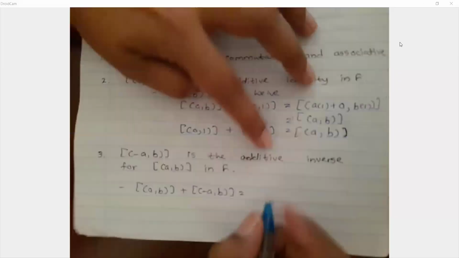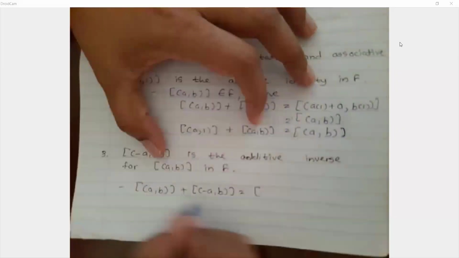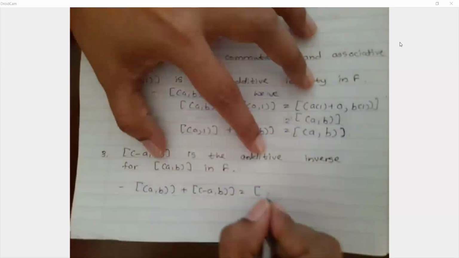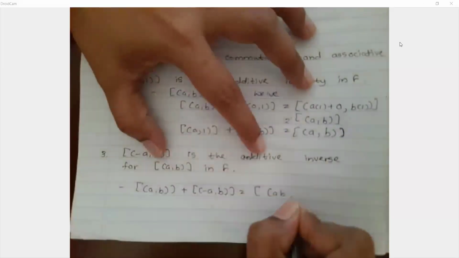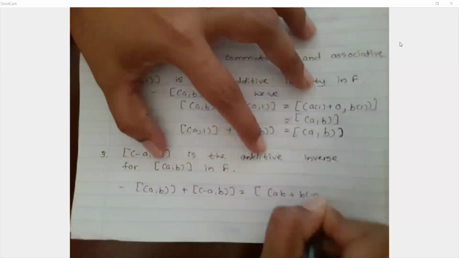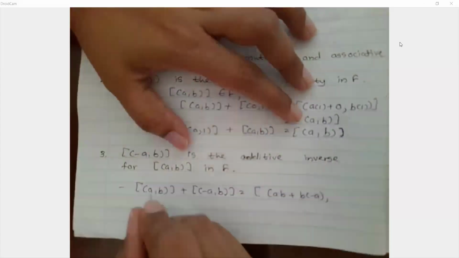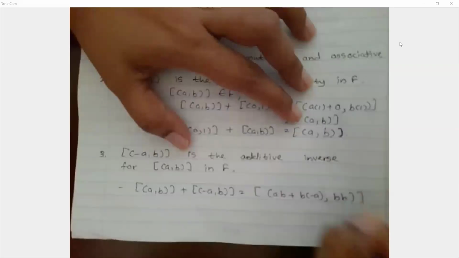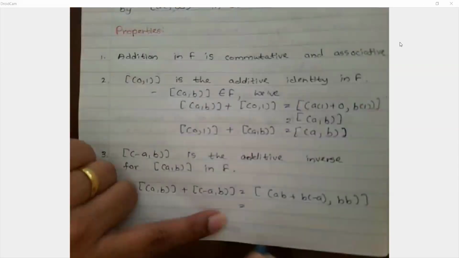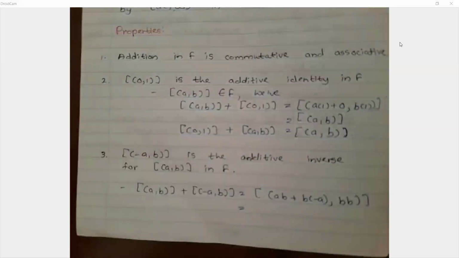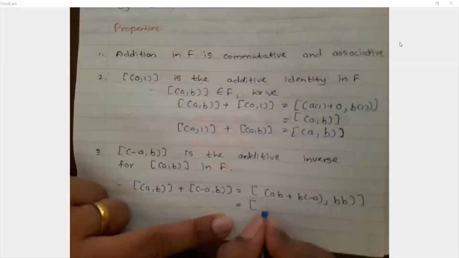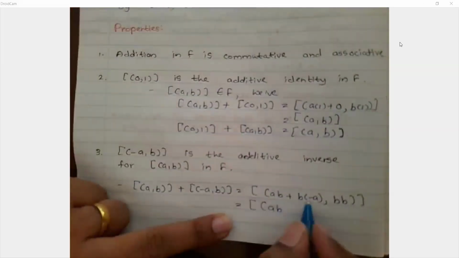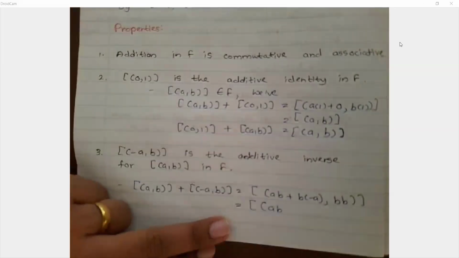This is equal to AB minus B times A, A times B, sorry, plus B times minus A, right? Comma, B times B. Now observe that A times B, this negative you can straight away take out. We have proved this in a previous theorem. So you have a negative over here.